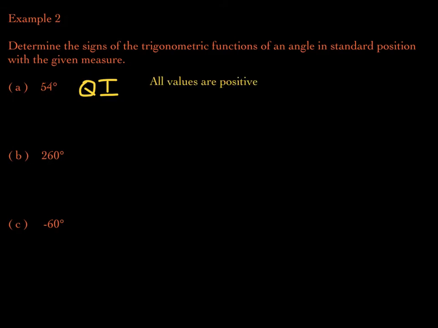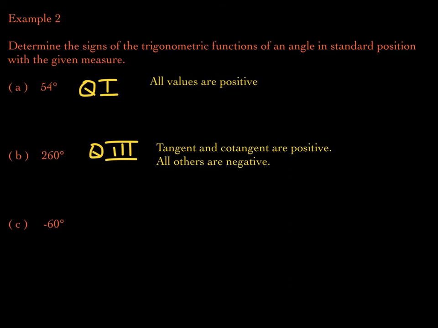Now, the next one is 260 degrees. Now, 260 degrees is in quadrant number 3. And in quadrant 3, remember, all students take calculus, right? So T is for tangent and cotangent. So for this answer, tangent and cotangent are positive, all the rest are negative.